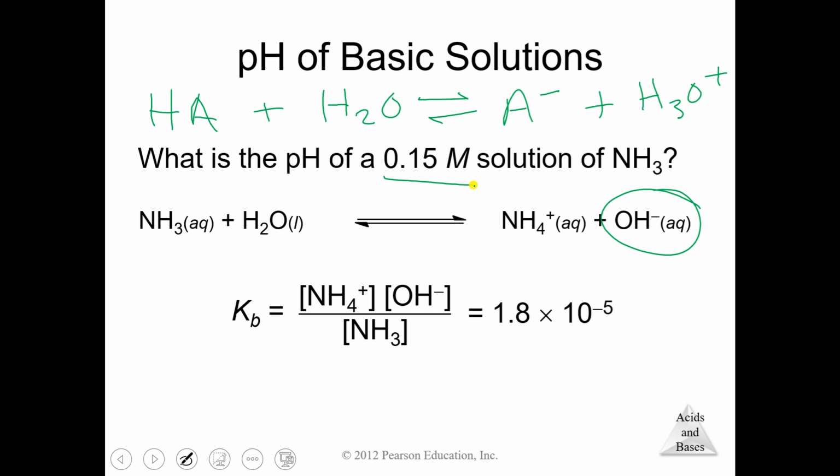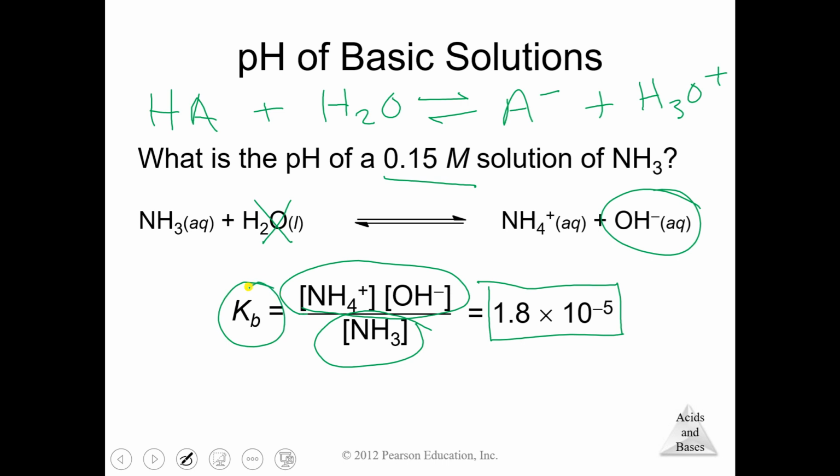We know that it's products over reactants. Water is ignored because it's a liquid. Liquids and solids we ignore. And we are told in this example that 1.8 times 10 to the minus 5 is the value of Kb. Okay, remember, if A equals B equals C, then by definition, A equals C.